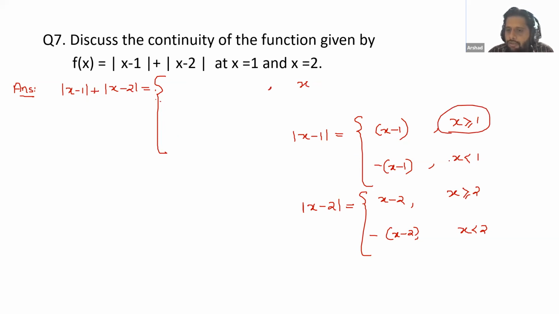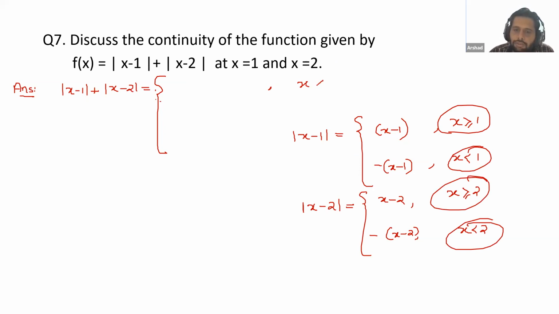Now, what values will we take? Check here. We have four conditions: greater than or equal to 1, less than 1, greater than or equal to 2, less than 2. So first we will take less than 1, because there is no number which is lesser than 1. So x is less than 1. Who can tell me, if x is less than 1, this part will become positive or negative? Please check here for this one. So this is negative. Minus x minus 1.